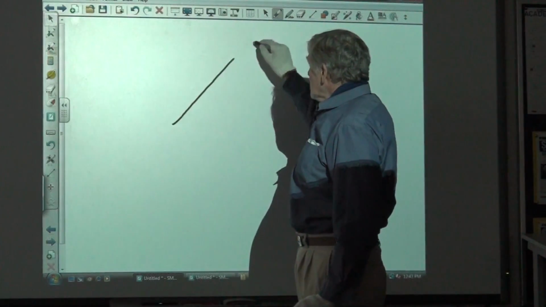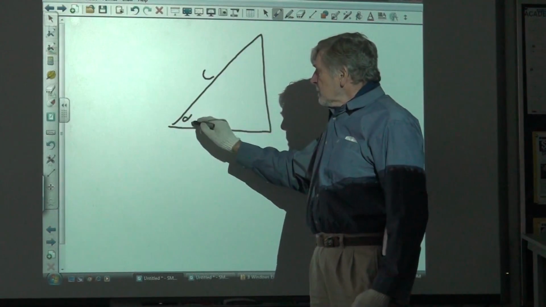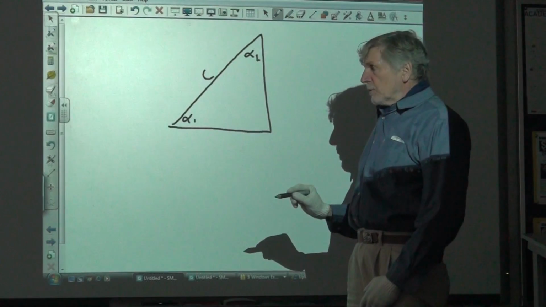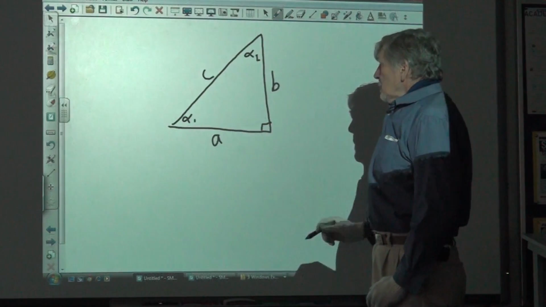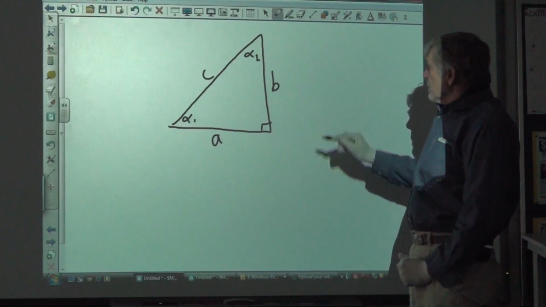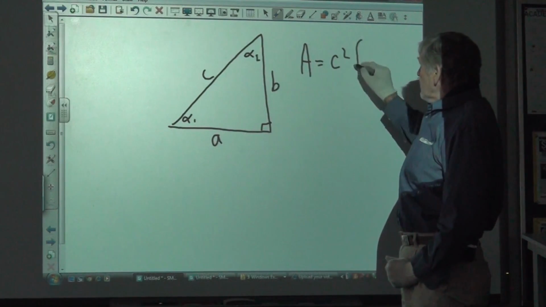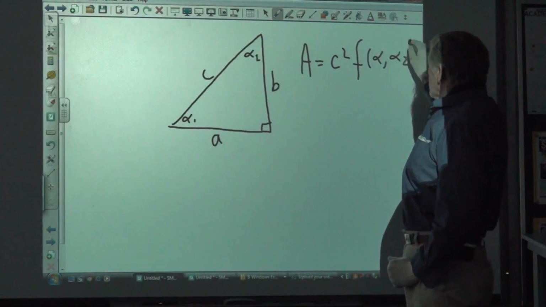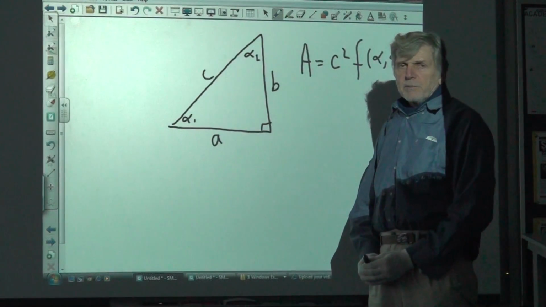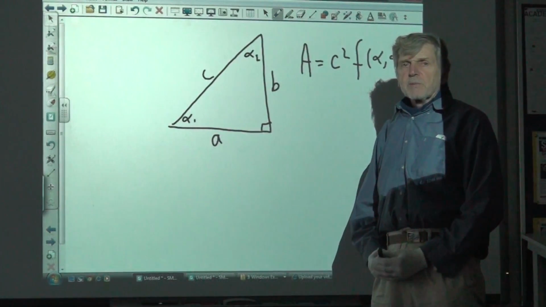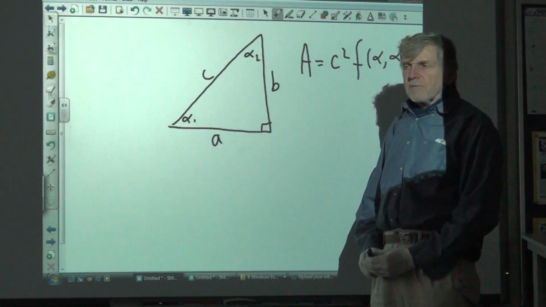If we take any right triangle of hypotenuse c, extreme angles alpha 1 and alpha 2, and legs a and b, then the area of this triangle is equal to c squared times some function of the angles alpha 1 and alpha 2. The function is undetermined, and as we see, we don't actually need to determine it. You could determine it with a little simple trigonometry, but it's not important.